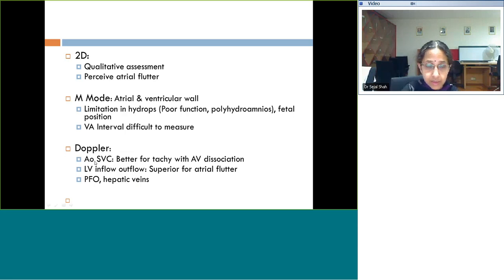The second is the aorta-SVC Doppler in a long-axis 3-vessel view, where we can get the aorta and SVC together. This is more useful for understanding tachyarrhythmias with AV dissociation, like nodal and ventricular tachycardias. The LV inflow-outflow is better in situations where the atrial rate is much higher than the ventricular rate, like atrial flutter. We can also do Dopplers of the PFO and hepatic veins to understand the atrial activity.